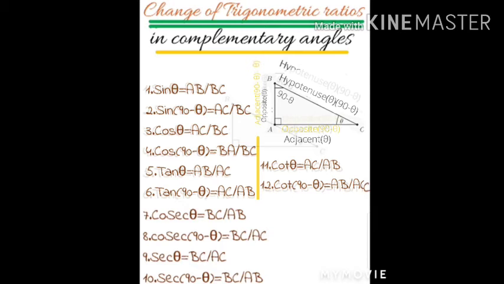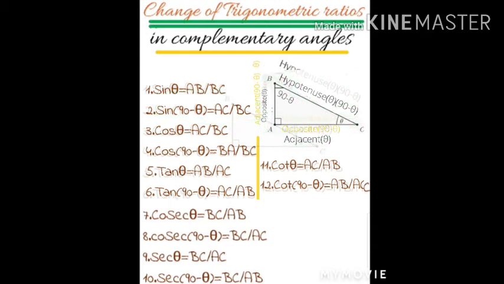Friends, next we are going to calculate sin trigonometric ratio with respect to 90 minus theta. So this is 90 minus theta. We know opposite side is AC and hypotenuse will be BC. So we can say that sin 90 minus theta is equal to AC by BC.